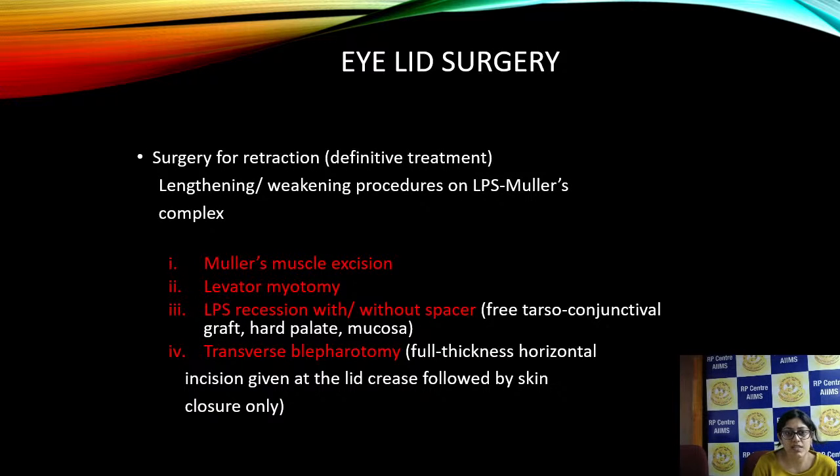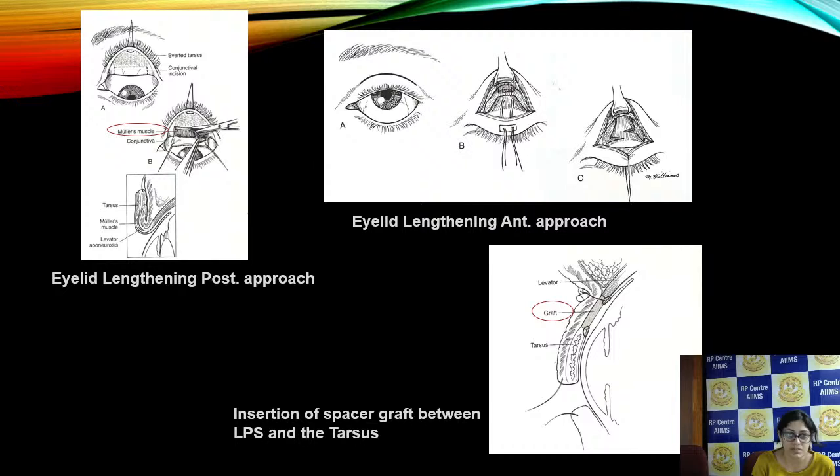Eyelid surgery is basically done for retraction, a lengthening or weakening procedure on the LPS Muller's complex. So there are 4 main surgeries which are done. One is a Muller's muscle excision, one is a levator myotomy, one is an LPS recession with or without spacer, and one is a transverse blepharotomy. The first image shows the eyelid lengthening procedure in which the Muller's muscle is being excised. The second is the levator myotomy, and the third is the incision of a spacer graft between the LPS and the tarsus.